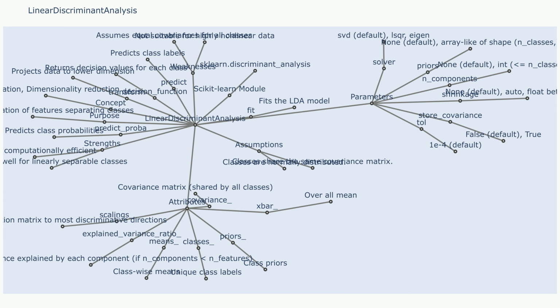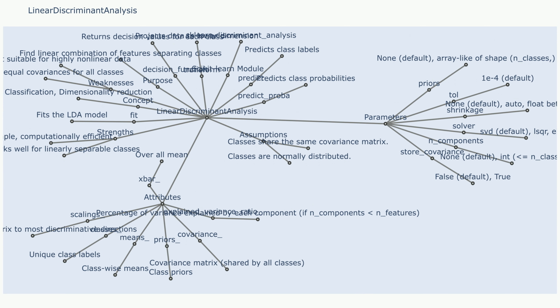Key concepts. 1. Dimensionality reduction. LDA aims to reduce the dimensionality of the data while maximizing separation between classes. It achieves this by finding the linear combinations of features that best discriminate between classes. 2. Bayes theorem. LDA relies on Bayes theorem to estimate the probability of a data point belonging to a specific class. It assumes that the data in each class follows a Gaussian distribution.